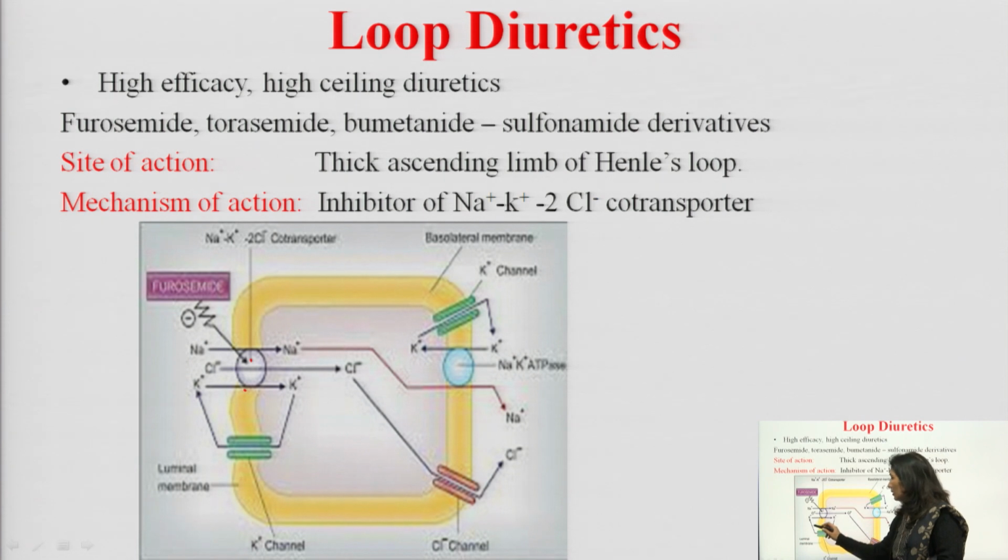Because of this sodium overload, more sodium goes to the distal renal tubule, and at that site the sodium load will be exchanged with potassium. In that case potassium excretion will increase.